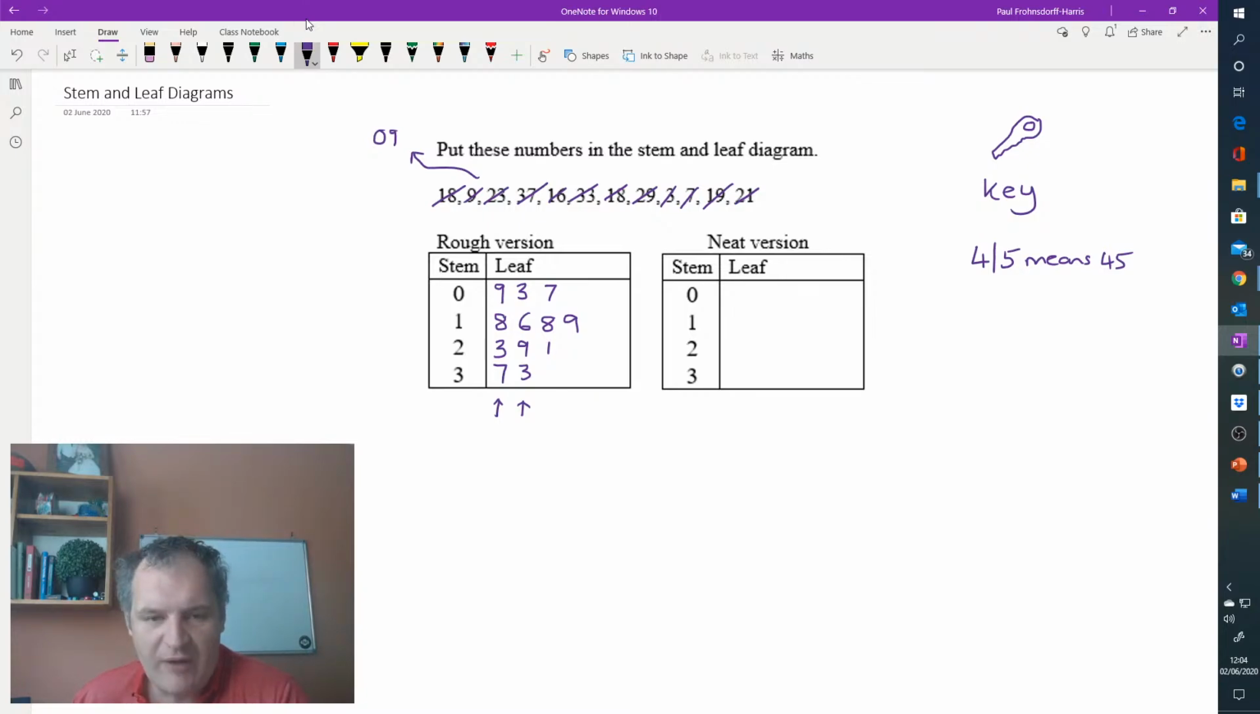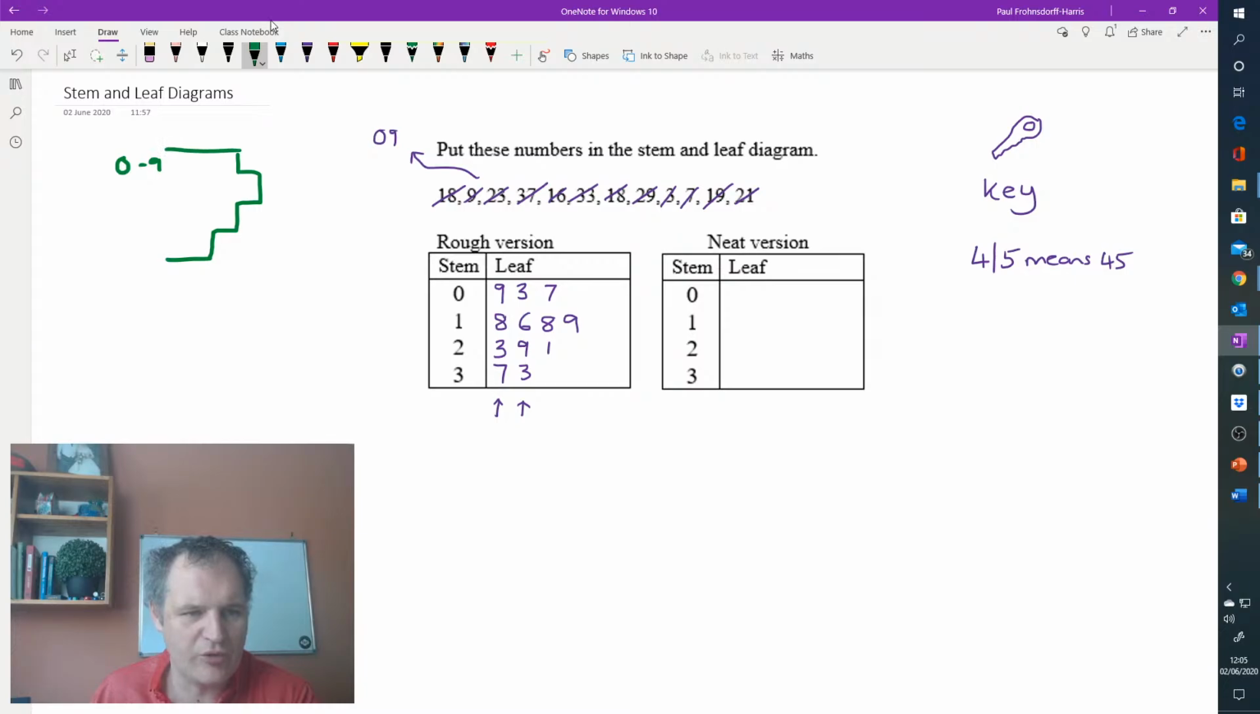Once you've got your rough version of your stem and leaf diagram, your stem being the tens column and the leaves being the units, this shows you that between 0 to 9 we have 3 numbers. If you imagine this going sideways, 3 numbers, then we have 4 numbers, 3 numbers, and 2 numbers. This is what this diagram kind of does. It allows you to think of this in terms of how spread out the numbers are.